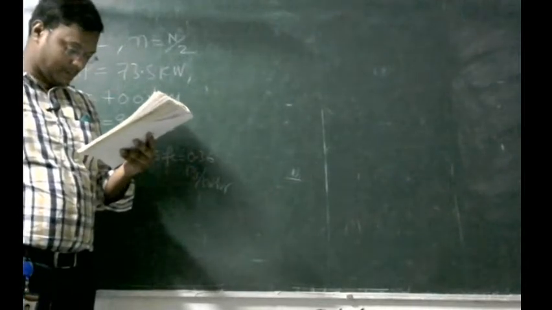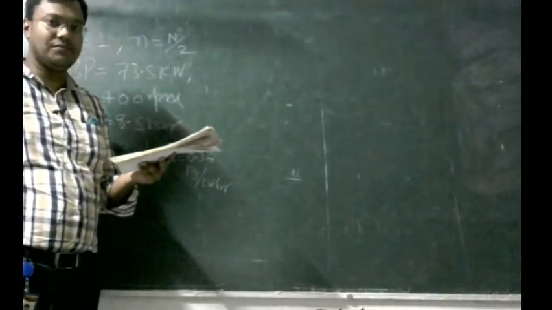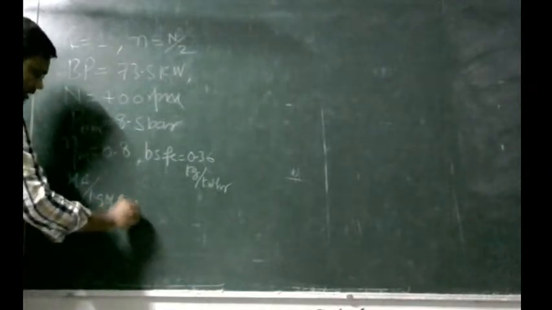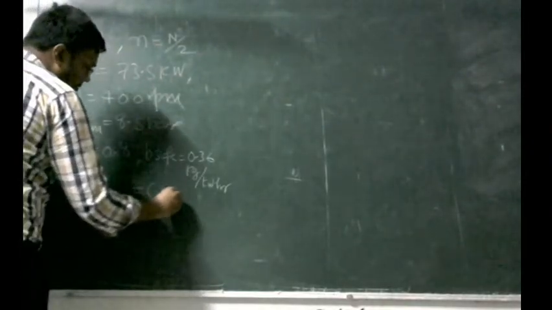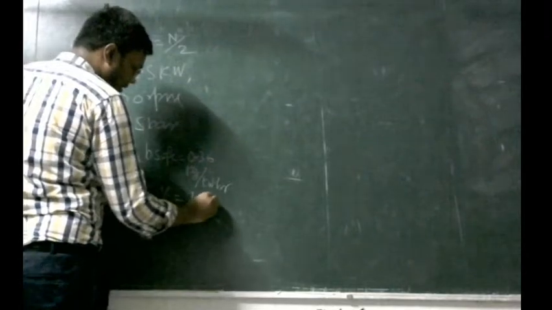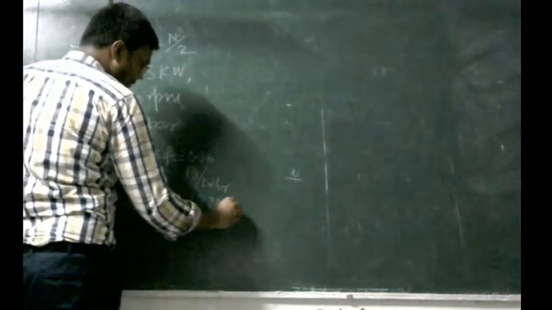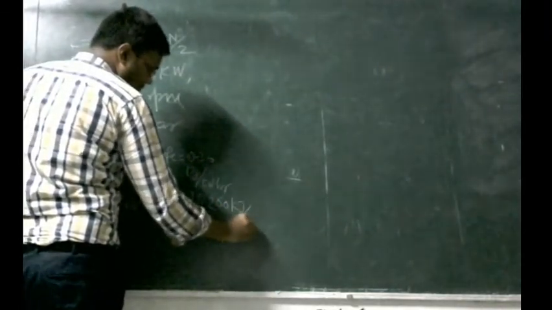Okay. And heat addition per kg of fuel is given. Heat addition per kg of fuel means CV, the calorific value. It is given equal to 43,260 kilojoule per kg.